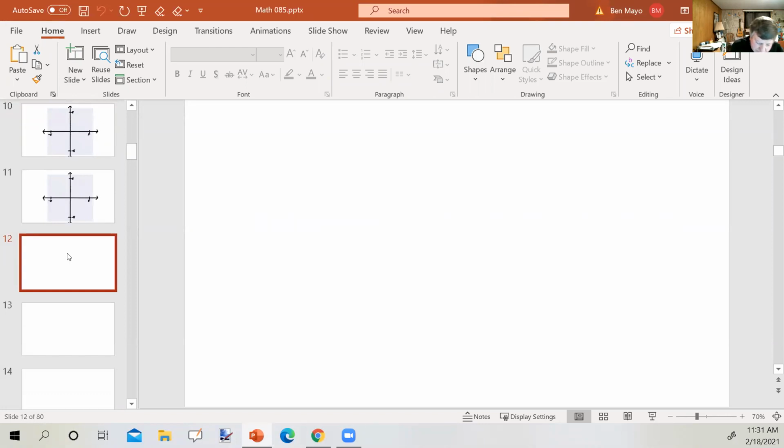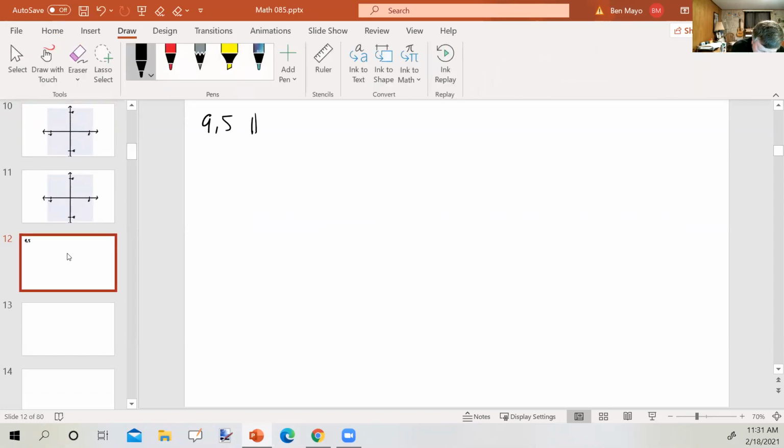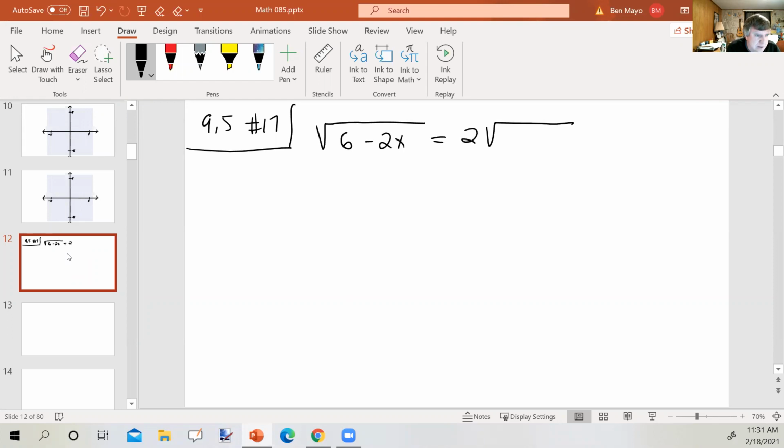Okay. This is from section 9.5, number 17. It says, solve the equation, enter your answers as a comma-separated list, that is, if there's more than one answer. The original equation is the square root of the quantity 6 minus 2x equals 2 times the square root of the quantity x minus 3. So we have an equation with two radical terms, one on each side of the equal sign. We're going to square both sides.